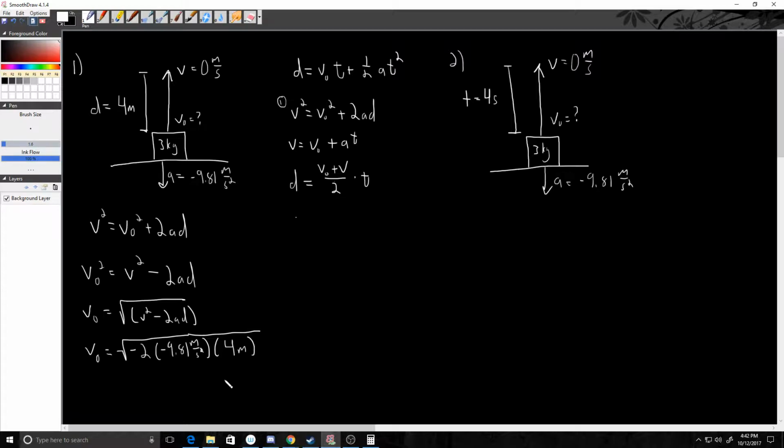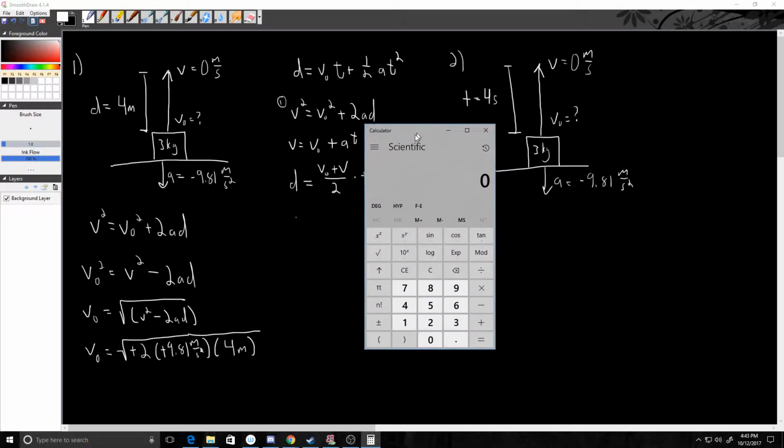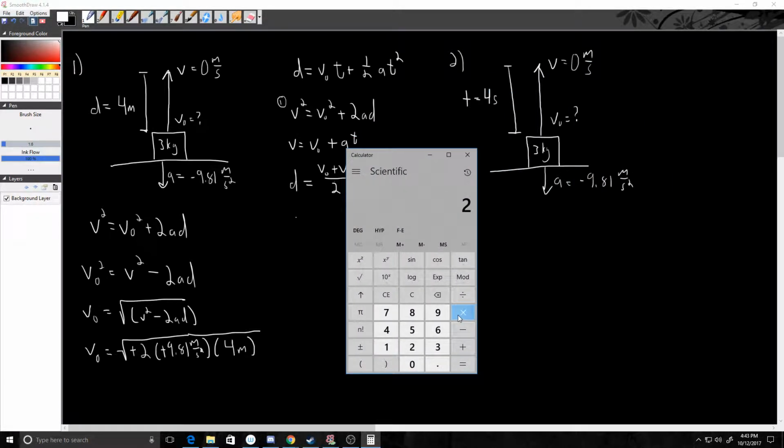All right, so in this case, I got a negative 2 and negative 9.81. Negative times negative is positive, so really I've got 8 times 9.81. Actually, we'll just bring up the calculator. So we're going to go 2 times 9.81 times 4 equals that, but I still need to take the square root of it, so let's hit that square root button. Looks like my velocity is actually going to be 8.86.